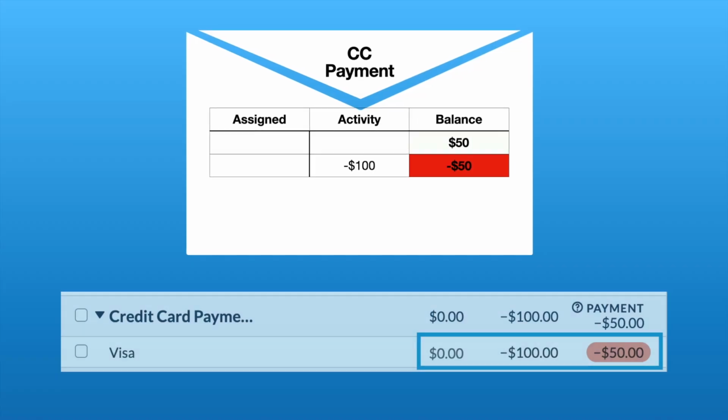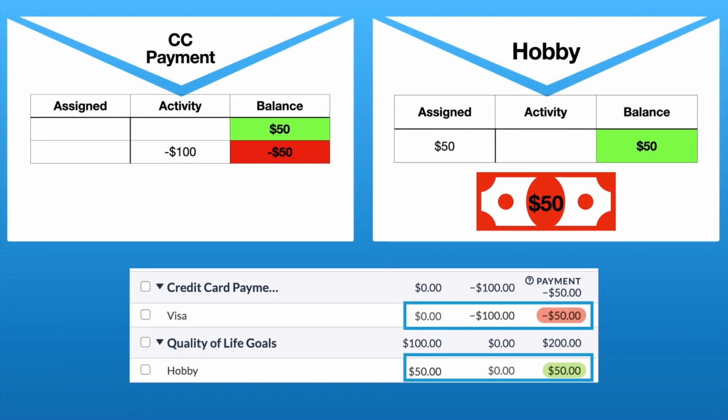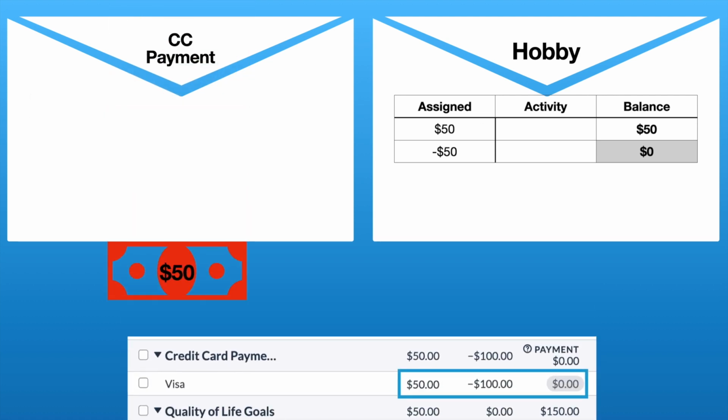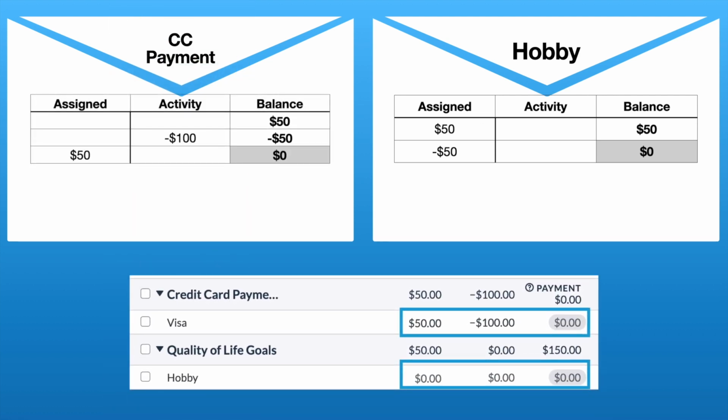So let's see what happens. Again, we go back to our hobby. We see the $50. We take $50 out of our hobby, and then we tell YNAB to move that $50 to our credit card payment. It flows through, as you saw, goes down. So we add $50, we spent the $100, and we have a balance of $0. And those are the common scenarios that we can see with credit cards.